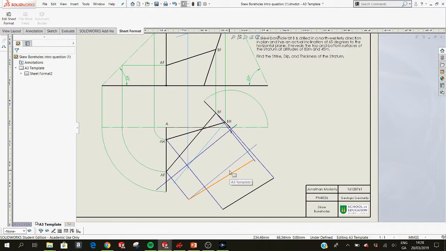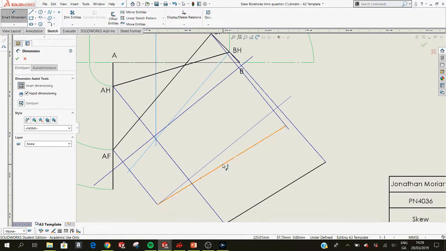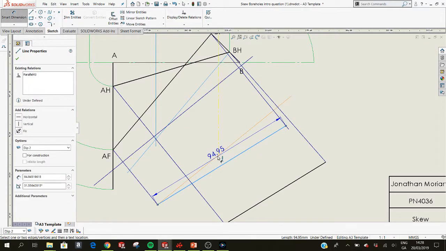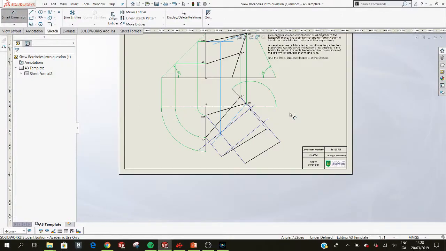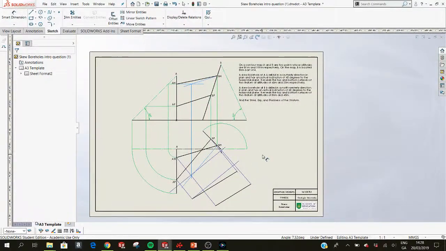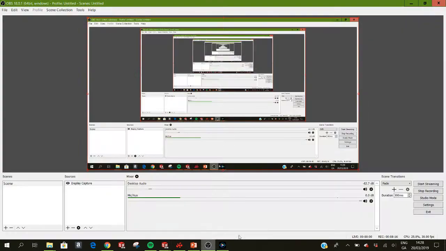So you can see our dip now is actually much easier to read. It's actually between these two lines here. So this is the dip, and our dip angle then, if I was to go in smart dimension that, just for the sake of proof, our dip angle is actually 7.52 degrees. So there we have it. That's strike, dip, and thickness of the stratum got. Thank you for watching, and goodbye.